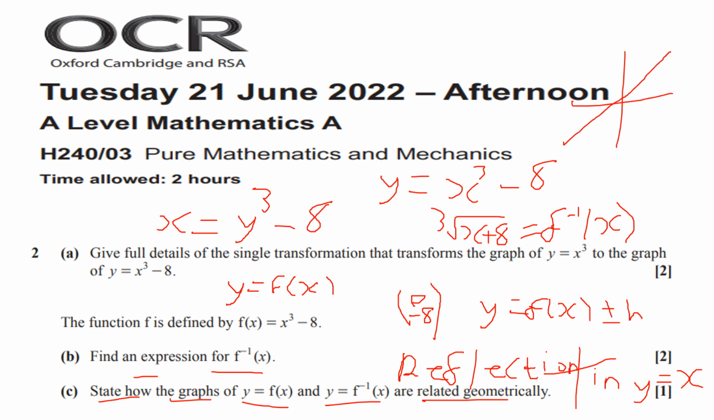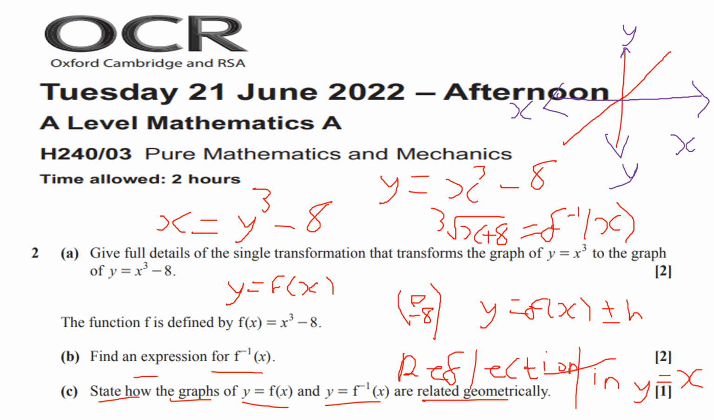So y equals x looks roughly like that. Obviously, it's not perfect. You pass it through the origin. Not very well there, but hopefully you're able to see it. So that is why a function and its inverse are always reflected in the line y equals x.